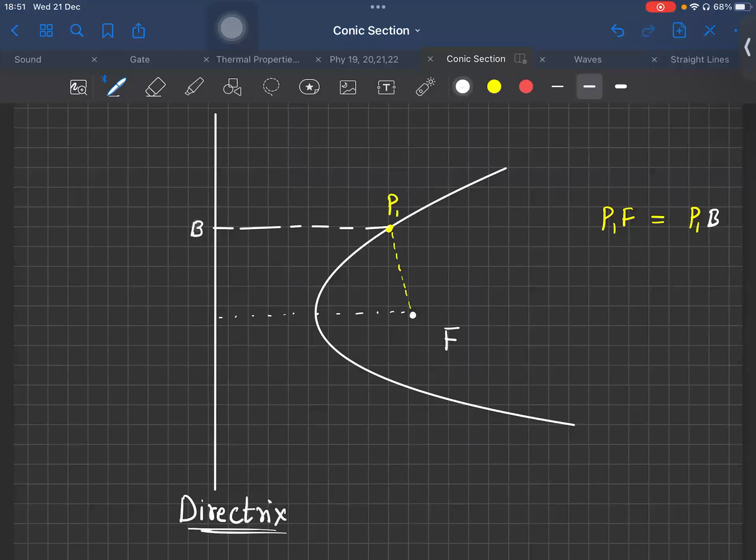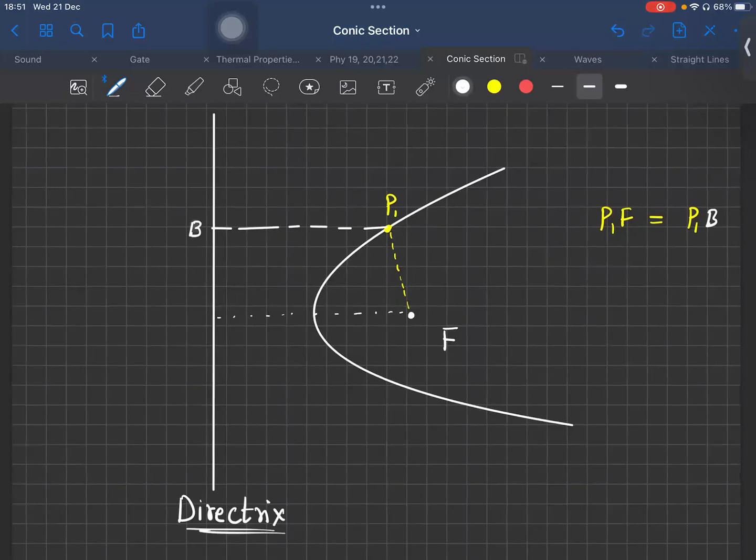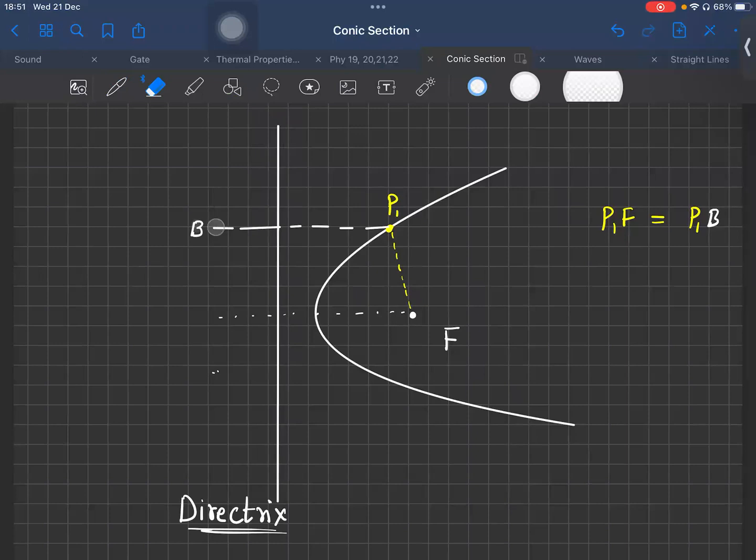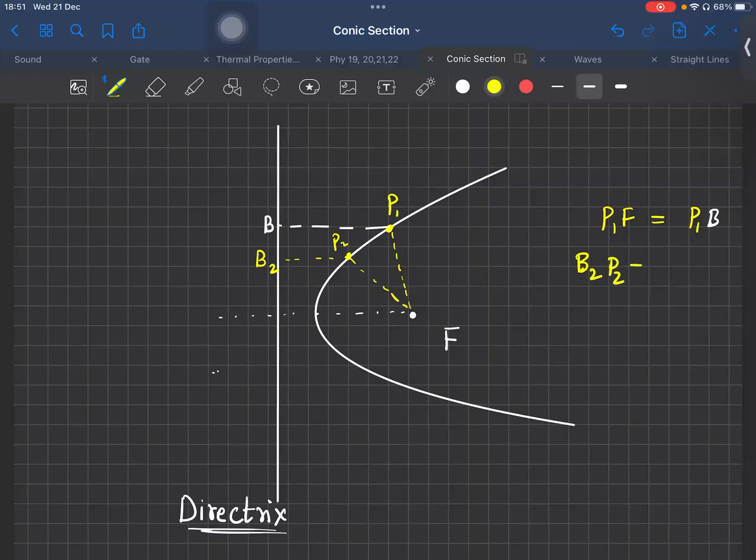Directrix. I don't know if the spelling is incorrect, just check it. So this line is called the directrix. Let's make it somewhere around here. So it must be equal, otherwise it is not called a parabola. B will be here, so BP1 should be equal to P1F. For any other point here, let's say point P2, with B2 on the directrix, P2B2 should be equal to P2F. It is always true for any point on the parabola. If it is not true, then this shape will not be called a parabola.